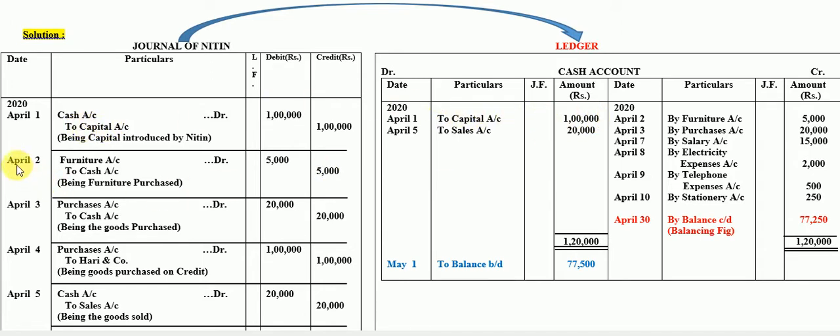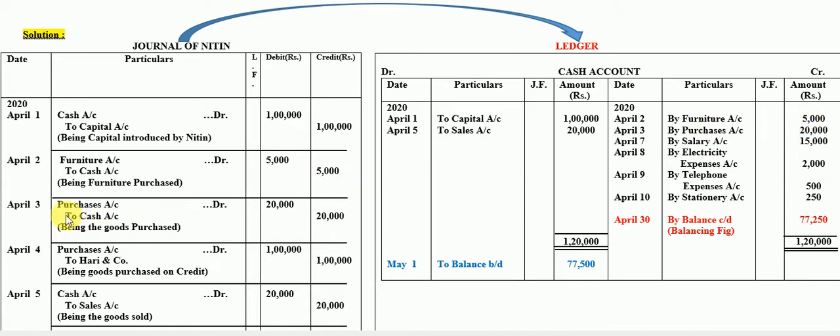Like that, in April, furniture account debit 5,000 to cash account. In this journal entry we can see cash is on the credit side. So what is the opposite of this cash? That is furniture, and that furniture will be recorded on the credit side. So we'll record this furniture over here: "by furniture worth rupees 5,000".